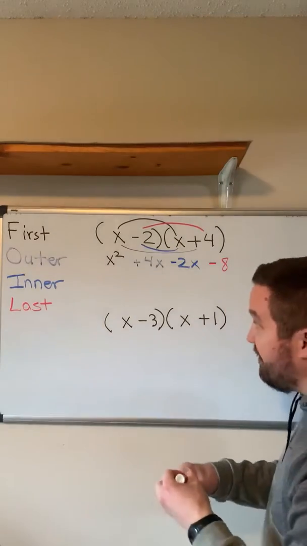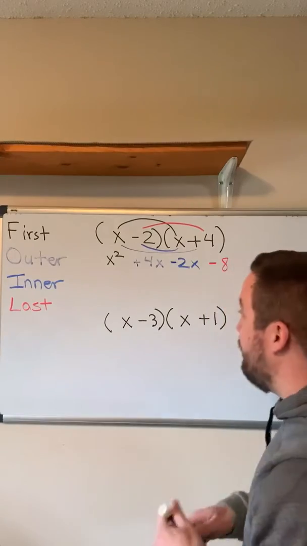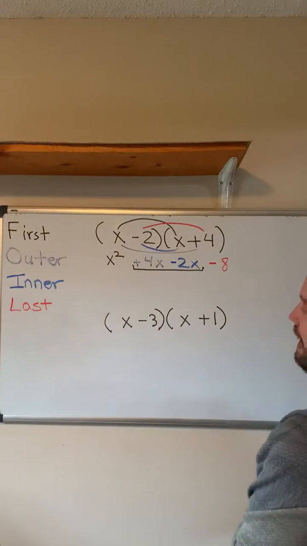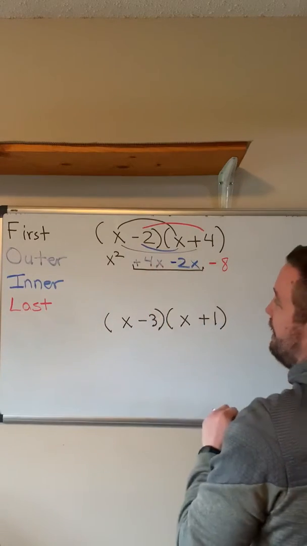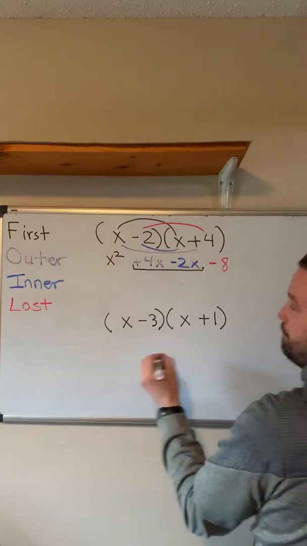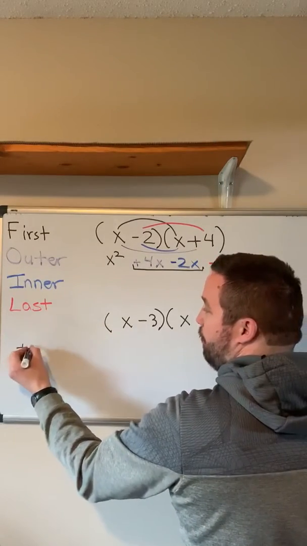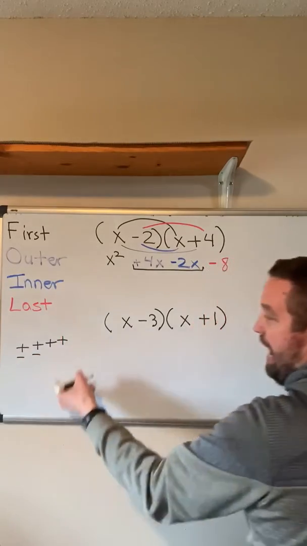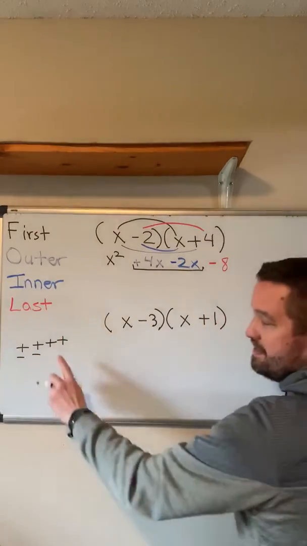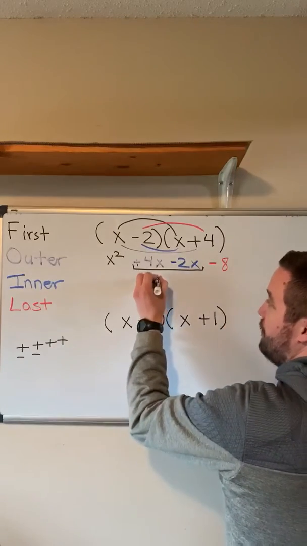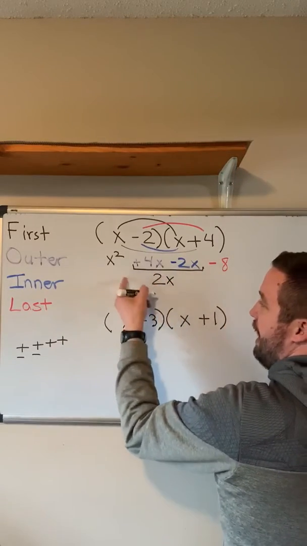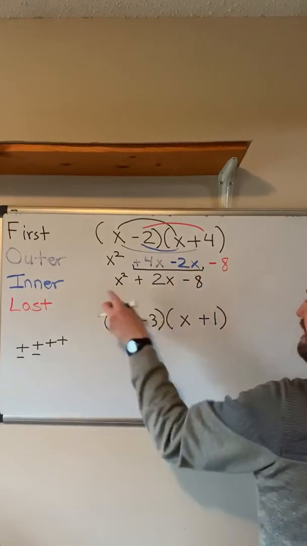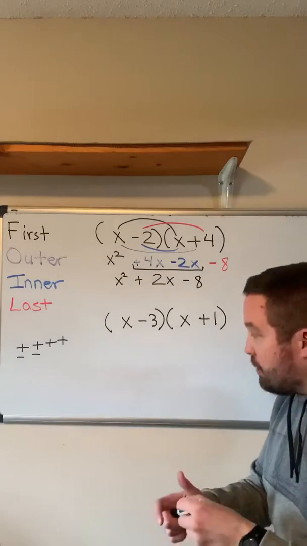Now, once again, though, friends, I know I'm on the right track because we have like terms here in the middle. So we've got a positive 4x and a negative 2x. If I've got 4 positives and 2 negatives, obviously I've got more positives than negatives. By how many? It's going to be 2. So I've got a 2x in the middle. I'm going to bring down my x squared and my negative 8, and I'm good. Okay? Let's try another one.